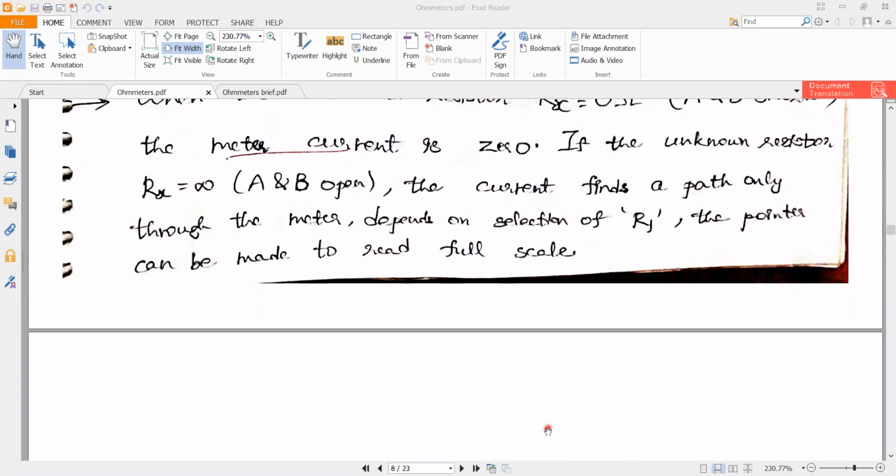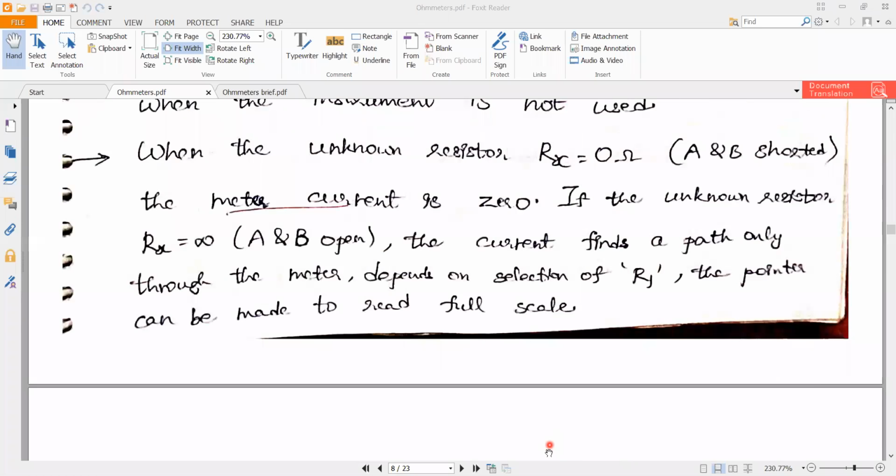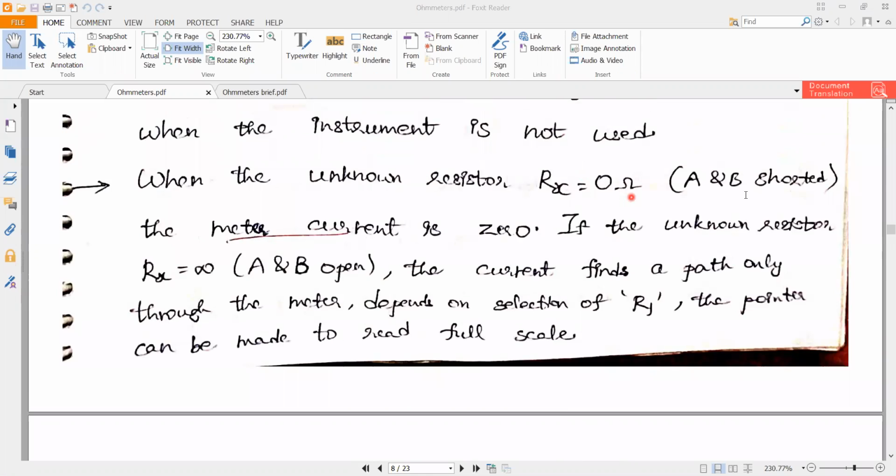Here we are going to describe just two cases. That is, when unknown resistance Rx is equal to 0 ohms, that means A and B terminals are short circuited, and meter current is 0. If the unknown resistance Rx is equal to infinity, the A and B terminals are open circuited. The current finds a path only through the meter. Then the whole flow of current takes place in the meter itself, depending on the selection of R1. The pointer can be made to read full scale current here.